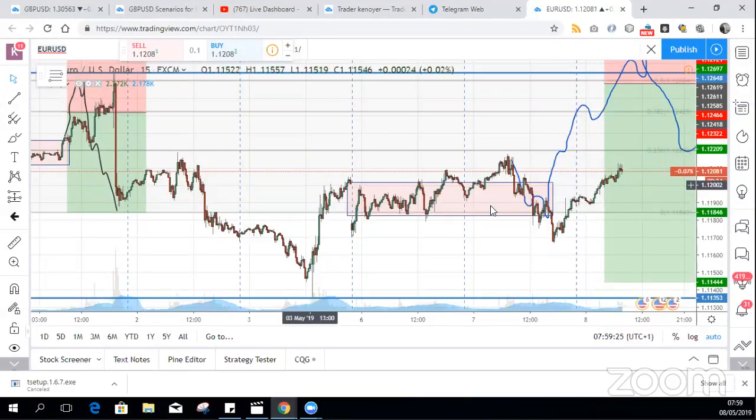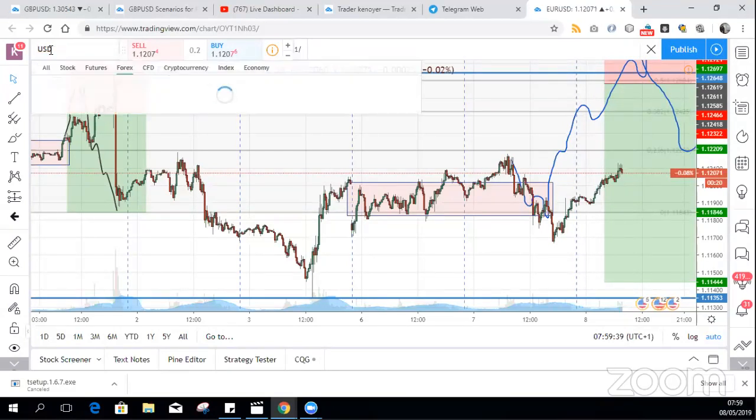All right, very choppy market. Notice it's really not going anywhere. Just tested the lows of the week, hit a double bottom and it's taken off. Okay, what else is there to look at? Let's see USD JPY.